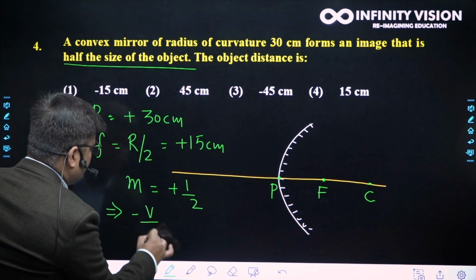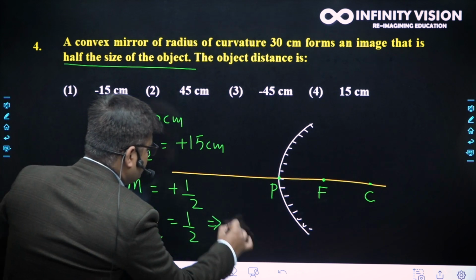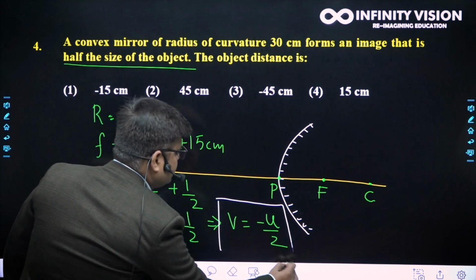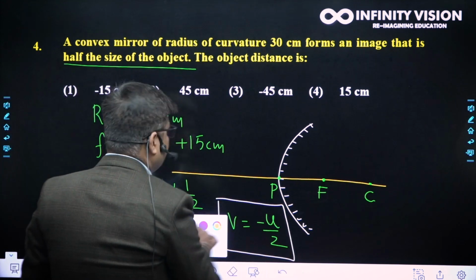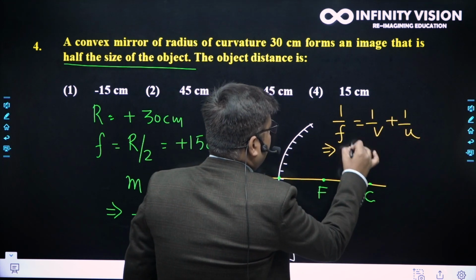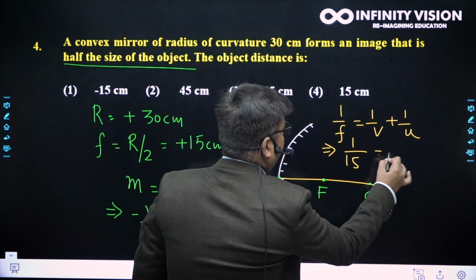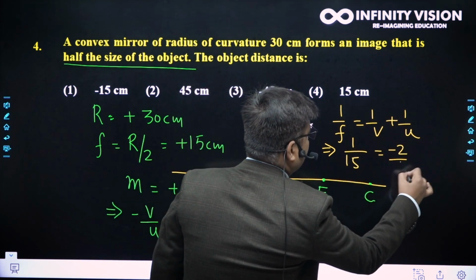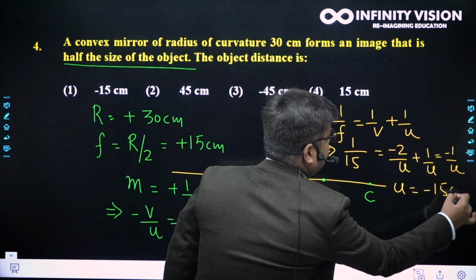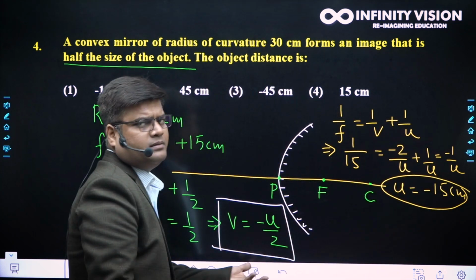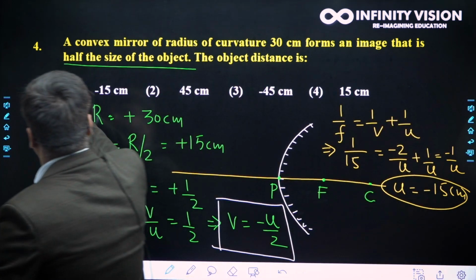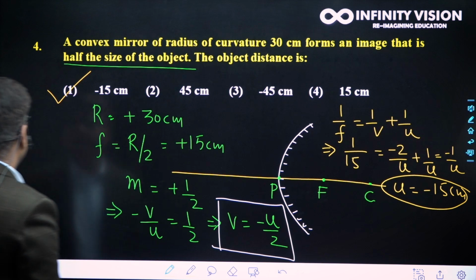So minus v by u is equal to 1 by 2. So v equal to minus u by 2. So this is the relation that we can establish between image distance and object distance. Now just applying the mirror equation, 1 by f equal to 1 by v plus 1 by u. 1 by f is 1 by 15. v is minus u by 2, so minus 2 by u plus 1 by u equal to minus 1 by u. So here we can get u equal to minus 15 centimeter. Very basic question. So the object distance that they are asking in the question is minus 15 centimeter. So the correct option is option number 1.